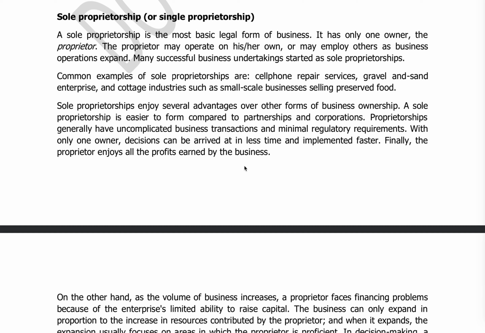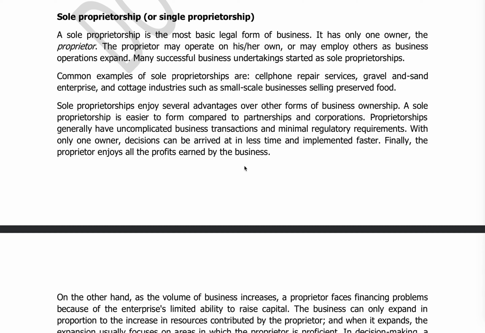So, kung ikaw gusto mo magkaroon ng sarili mong business, magtatayo ka ng business mo, wala kang ibang taong gustong makasama sa business na yan, you can form a sole proprietorship on your own. So, common examples, you have cell phone repair services, you have your food business, your buy and sell of your books, your gadgets, or whatever. So, as long as it is only you who own the business, then that is called sole proprietorship.